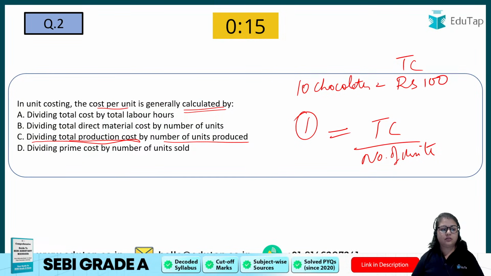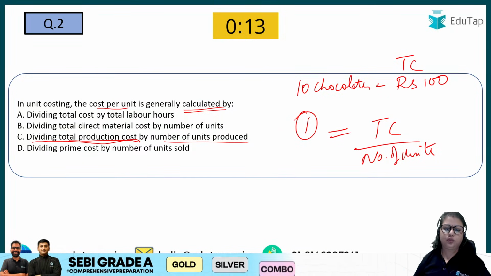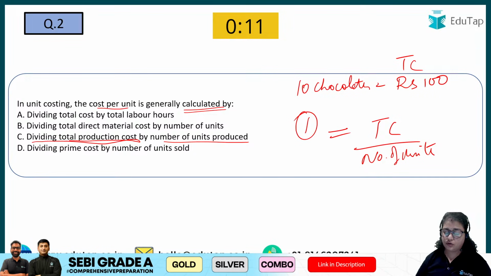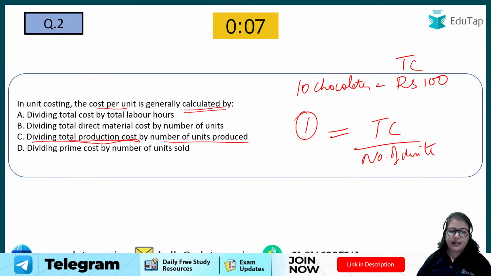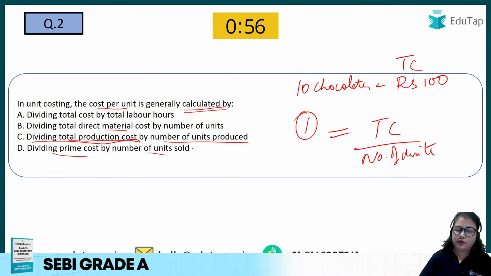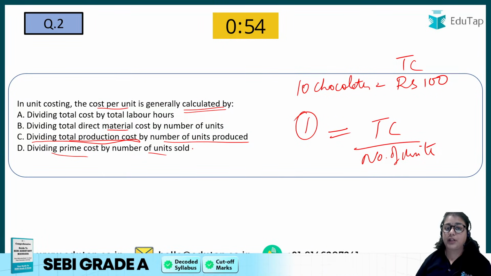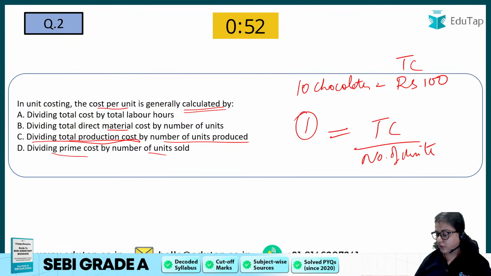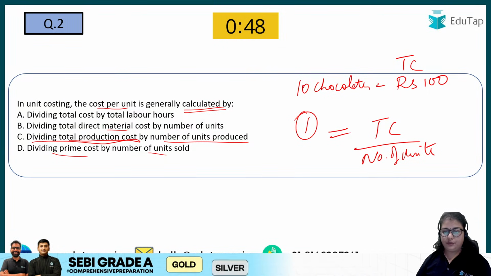Let us see option A, dividing the total cost by total labor hours. Of course not, because why will we take into account the labor hours? Then option B, dividing the total material cost by the number of units. Here we will get the per unit material cost, but not the total production cost. In D also, dividing the prime cost by number of units, we will get the per unit value of the prime cost, but not of total production, right? So the answer is C. Everybody is right. Very good.